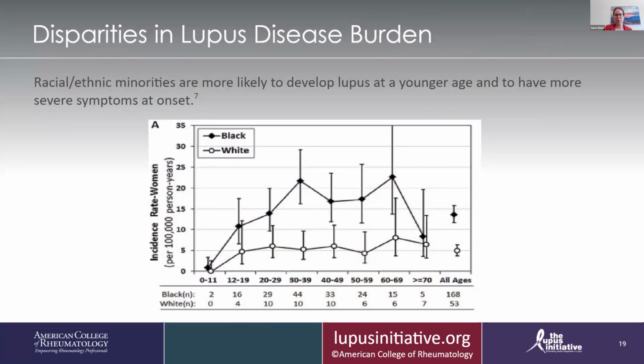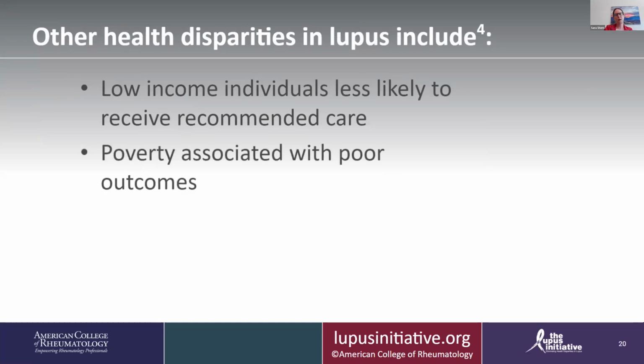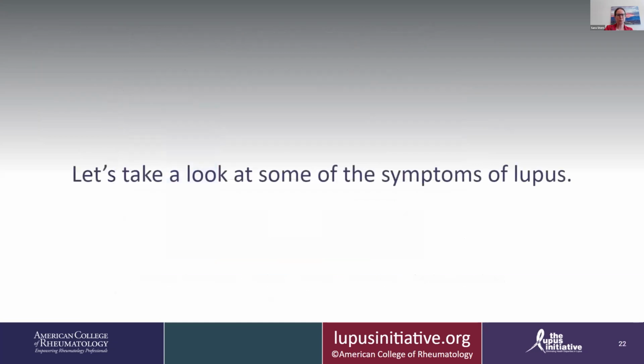Here's a graph to show a little bit of the discrepancies between Black and white people with lupus, just so you can consider. So we know low-income individuals are less likely to receive recommended care, and poverty is associated with poor outcomes. Here's another graph about what we already talked about, just to make the point. So now let's look at some symptoms of lupus.